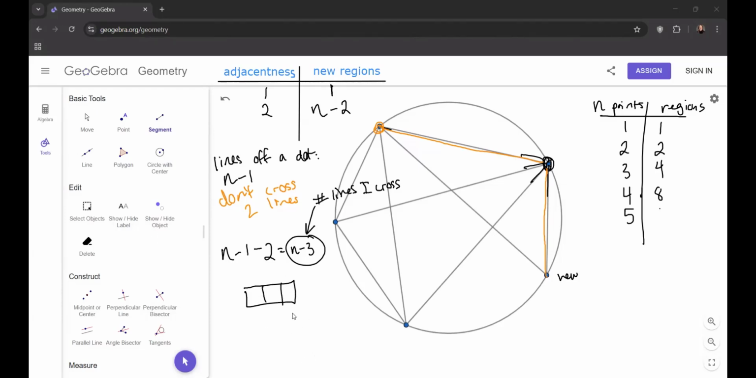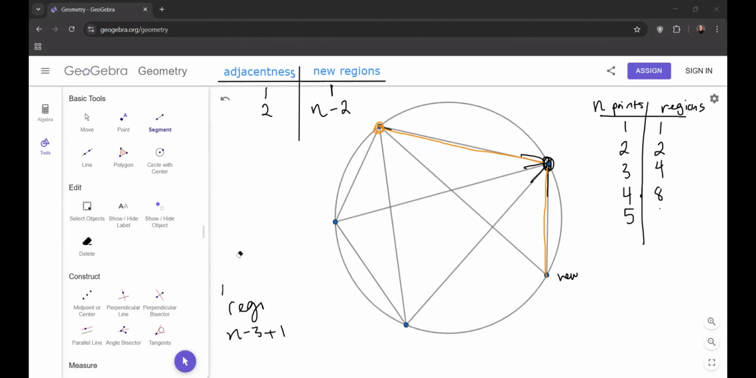The same sort of logic is happening here with the number of lines I cross. If I'm crossing 2 lines, then I end up creating 3 new regions. So the number of regions is always 1 more than the number of lines I cross. So we end up there with that n minus 2. That is always going to be true.